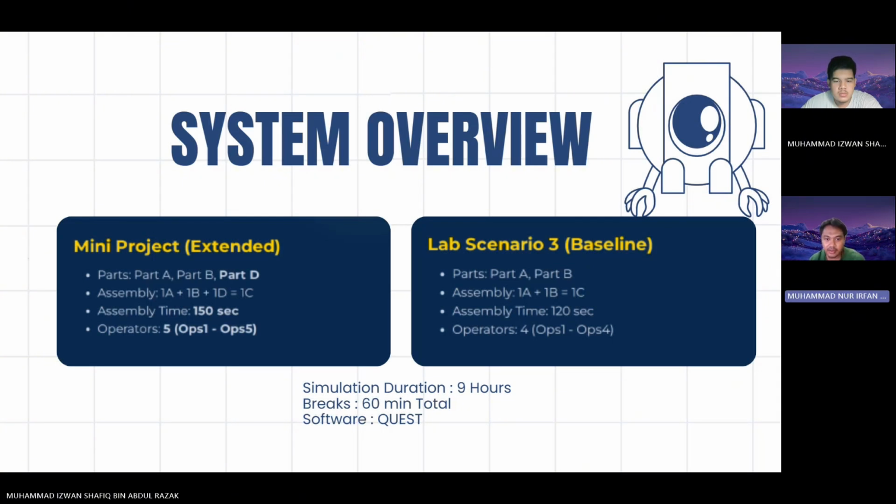For lab scenario 3, we have only two parts, part A and part B. For the assembly, one A part plus one B part equals one C. The assembly time is about 120 seconds, and we only have 4 operators. The simulation duration is about 9 hours, and the breaks are 60 minutes total. The software we are using is Quest.